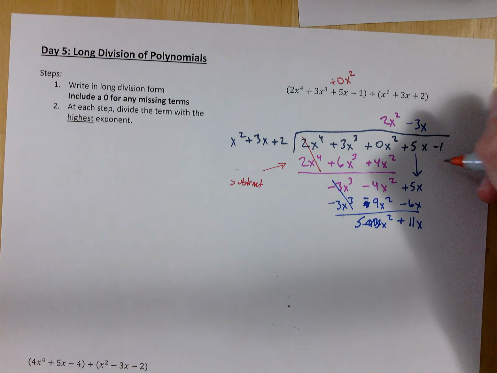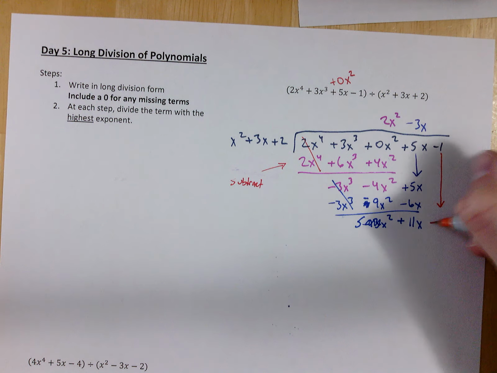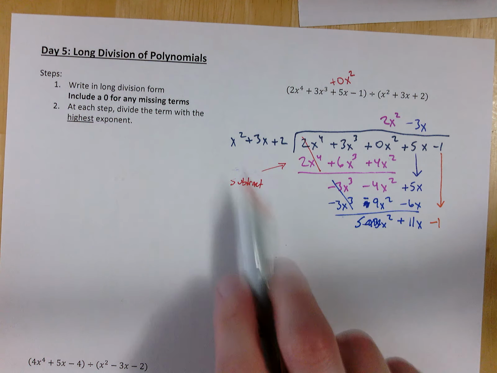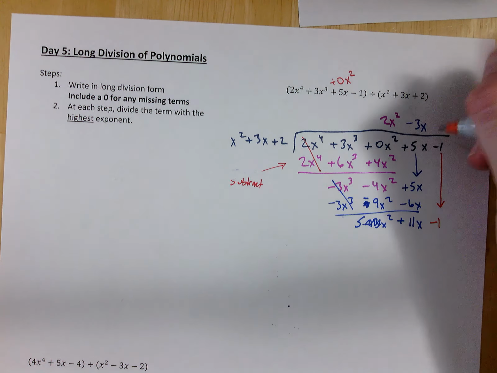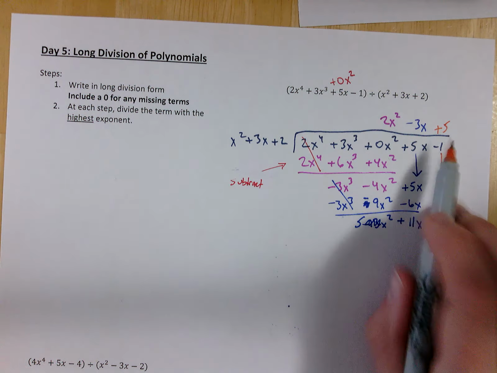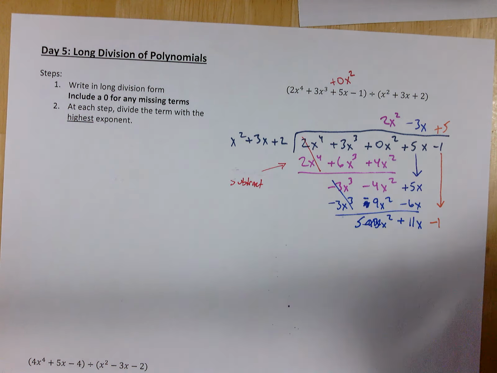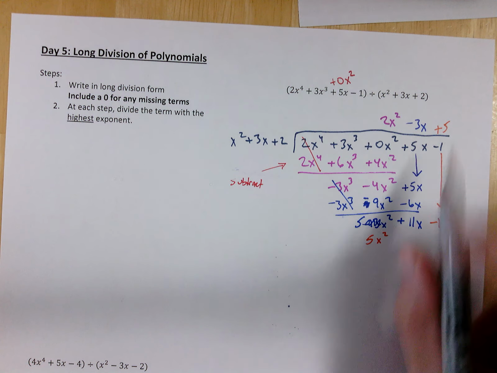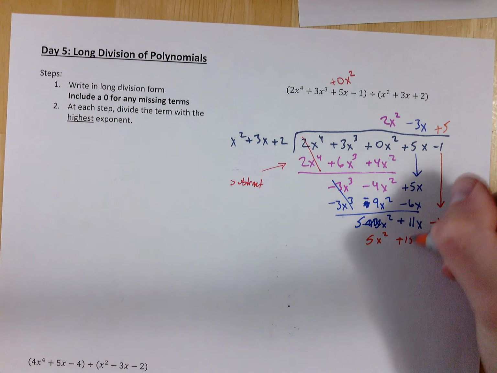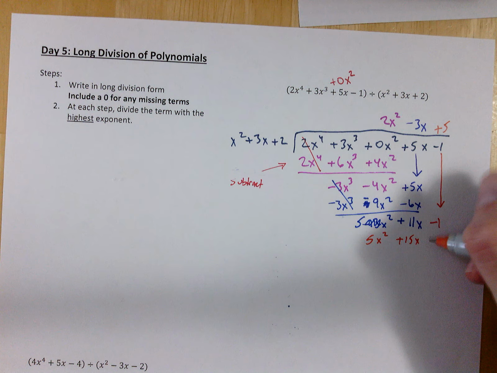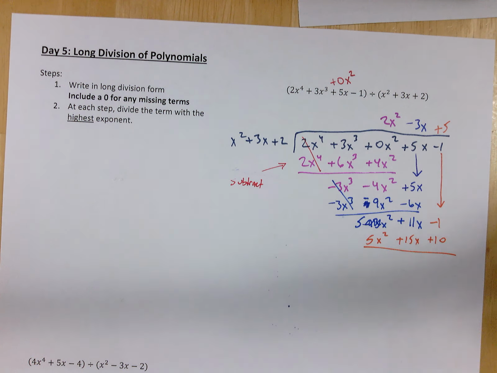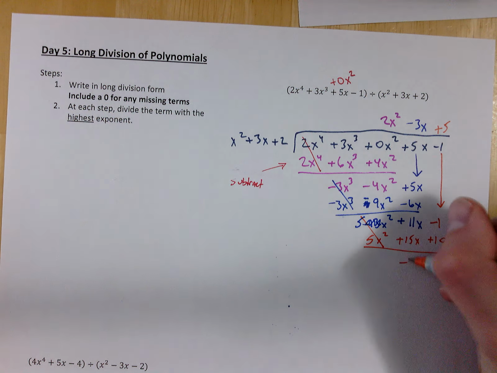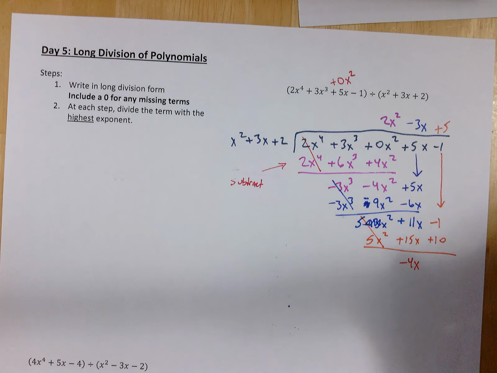Okay, so then the next thing I'm going to do is bring down the next number, and we're going to rinse and repeat. What do I have to multiply x squared by to get 5x squared? 5. And then, big distributive property, I'm multiplying that by this whole thing. So 5 times x squared is 5x squared. Those perfectly match. That's what we want. 5 times 3x is 15x. And then 5 times 2 is 10. And again, we're going to subtract. So those cancel. 11 minus 15 is negative 4x. Negative 1 minus 10 is negative 11.